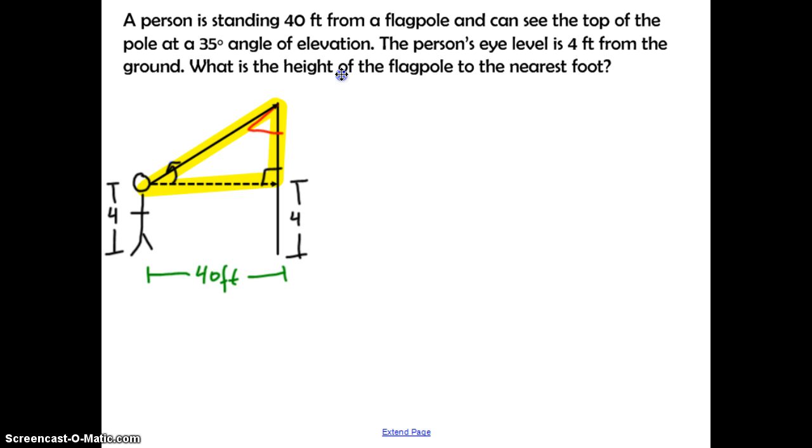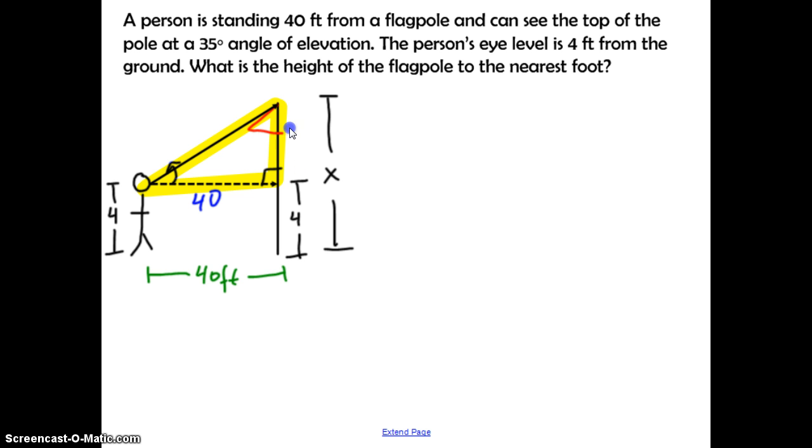Now, it asks us to find the height of the flagpole to the nearest foot. So we want to know the entire height of this flagpole. We already know that this part is 4, but we need to know the rest of this. So that's why we're going to focus in on this triangle that we have. We know that since they're 40 feet apart, even from his eye level to the pole, this is also going to be 40 feet. This is 4, but we need to find this one.